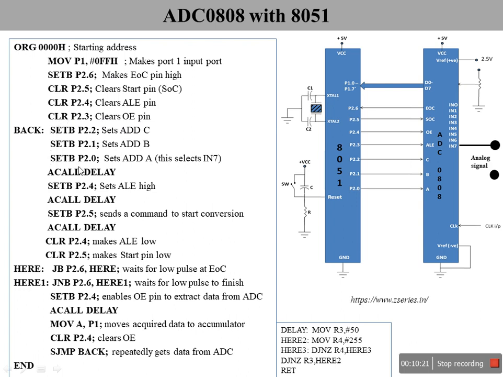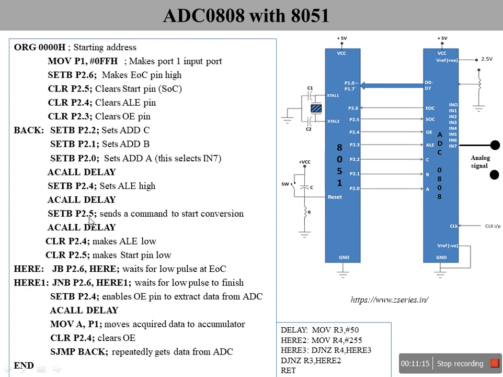Then this set of code will select the channel. We set bits P2.2, P2.1, P2.0, all carrying logic high. 000 will select IN0, and 111 will select IN7. So this sets the 111 configuration, and hence IN7 will be selected. That means we have to connect the analog signal to this particular input. Then call a delay. Then set bit 2.4, which is address latch enable, as a high pin. When address latch enable is set high, the address is locked. Once locked, call a delay.